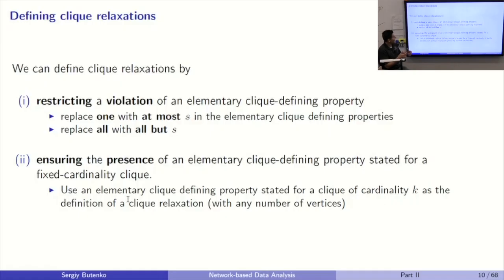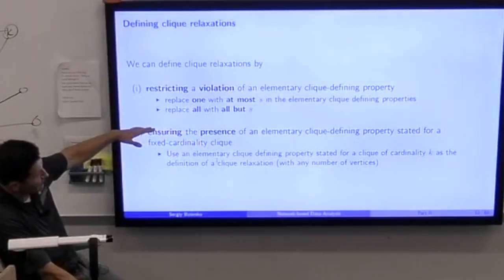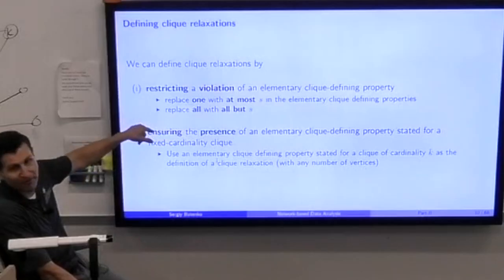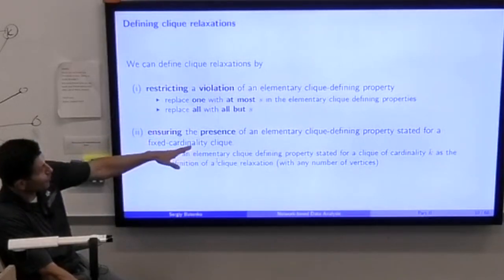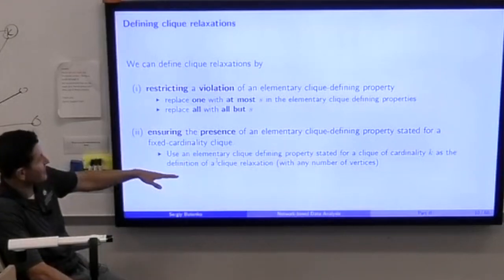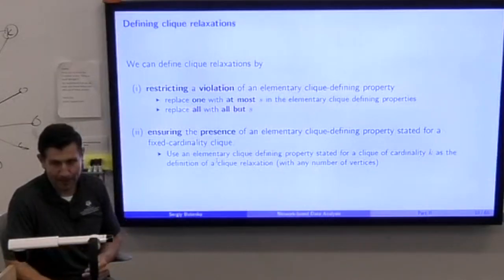So you look at the property of a clique and you just force this property in a clean form, state that property for a fixed cardinality clique, and then just use it as a definition for an arbitrary size of a graph. This is what we call ensuring the presence of elementary clique defining property stated for a fixed cardinality clique. So you just use an elementary clique defining property stated for a clique of cardinality k as the definition of your clique relaxation, just like we did with k core.